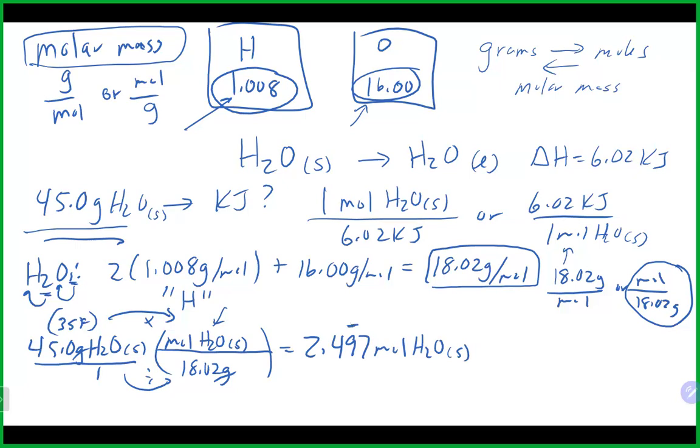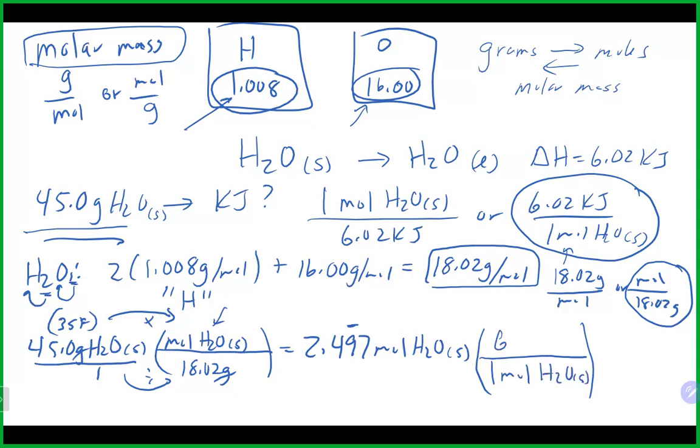Now that I have it in moles, I could use, just like I did previously, my conversion factor from the equation that has the energy. And I could go 1 mole of ice from the equation gives me 6.02 kilojoules. And now I could take this number, I'm going to take the whole number and multiply it. And now I'll end up with 15.0 kilojoules of energy would be absorbed in this case.